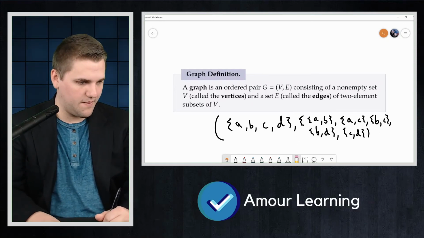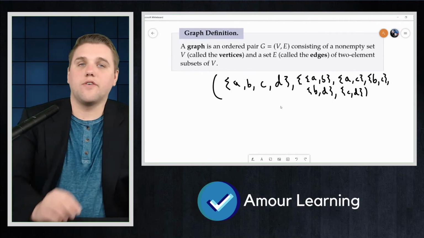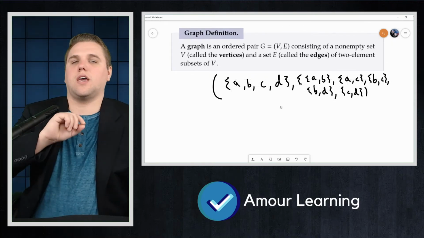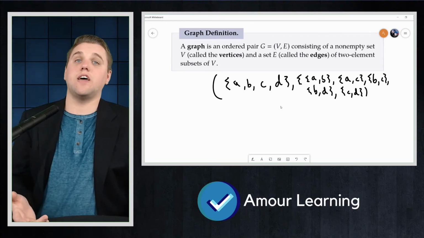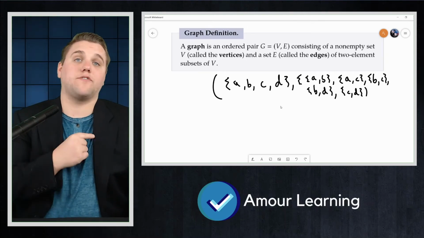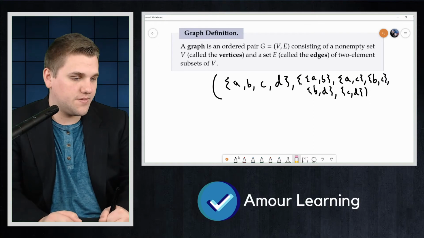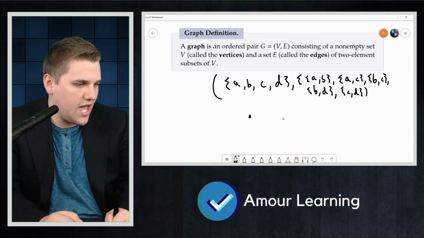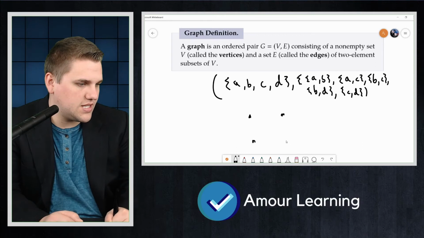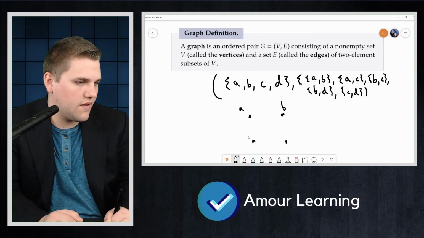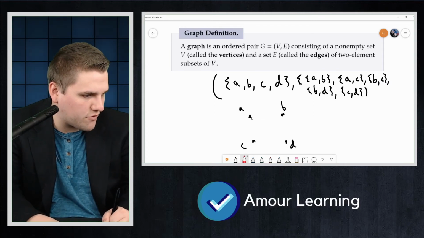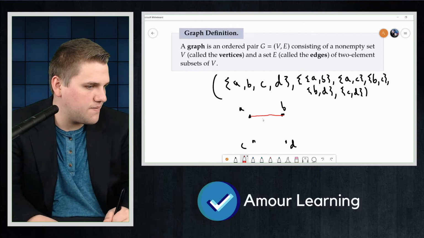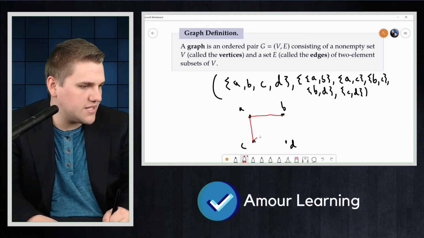Thus, one way to draw the graph described here is like this. We can draw our A, B, C, D here. And then we could draw a line between A and B. Let me use a different color for the edges. That's A and B, A and C, B and C, B and D, and C and D.